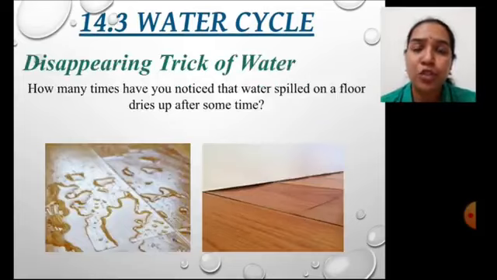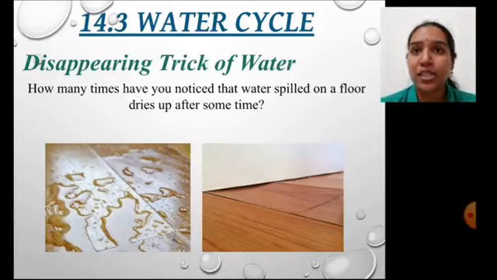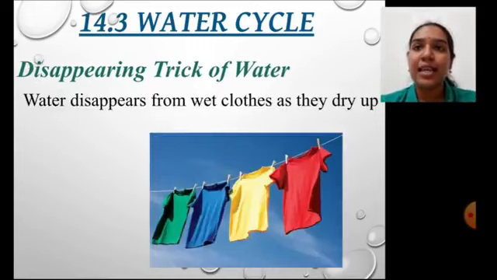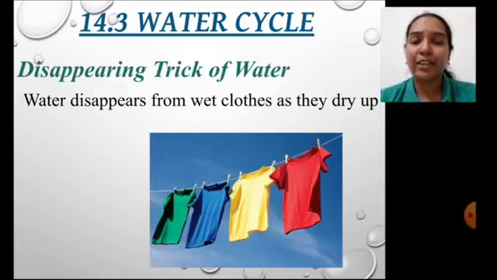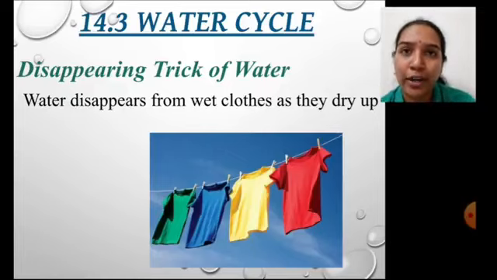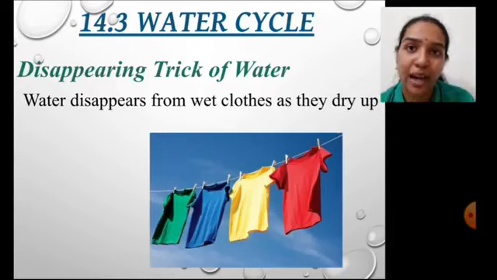There are many such examples where we find water disappearing by itself. Many of us, once or twice, knowingly or unknowingly, might have spilled water on the floor. But sometimes, even though we do not mop the floor, we find the spilled water disappearing after some time. Similarly, what about water disappearing from wet clothes when you hang them in an open area for drying?